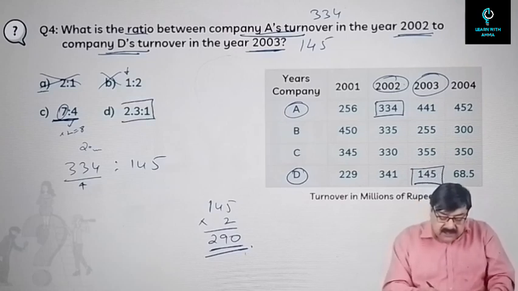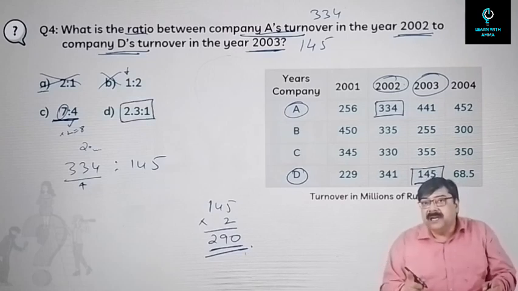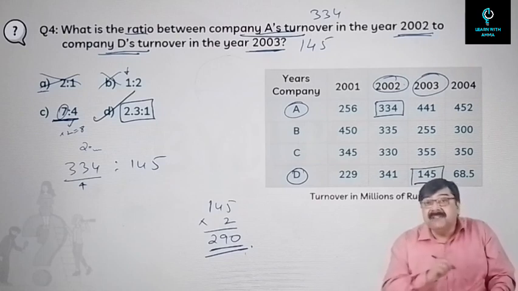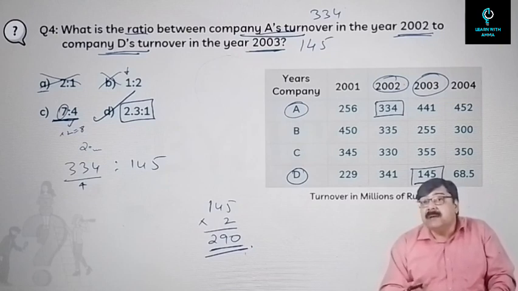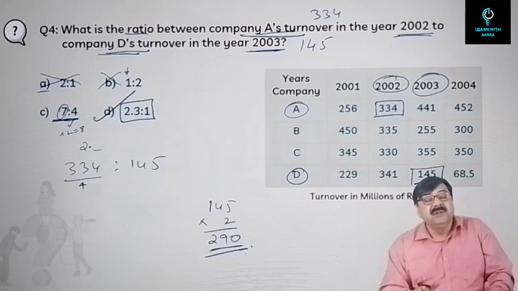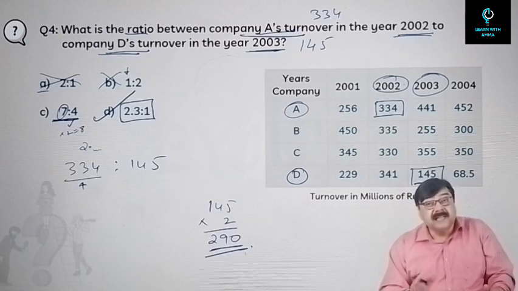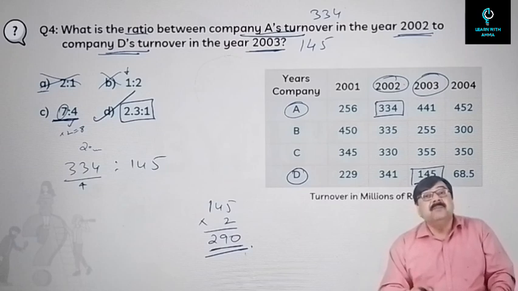So 2.3:1 is not to be calculated, but it is supposed to be arrived at as the answer by eliminating the first 3 choices. And just by considering the fact that 334 is more than double of 145, the required ratio will be 2 point something is to 1. And that's exactly what we get in choice D. And that's why I'm still insisting that you must look at choices while designing or devising your approach to solve the questions so that you don't lose time.